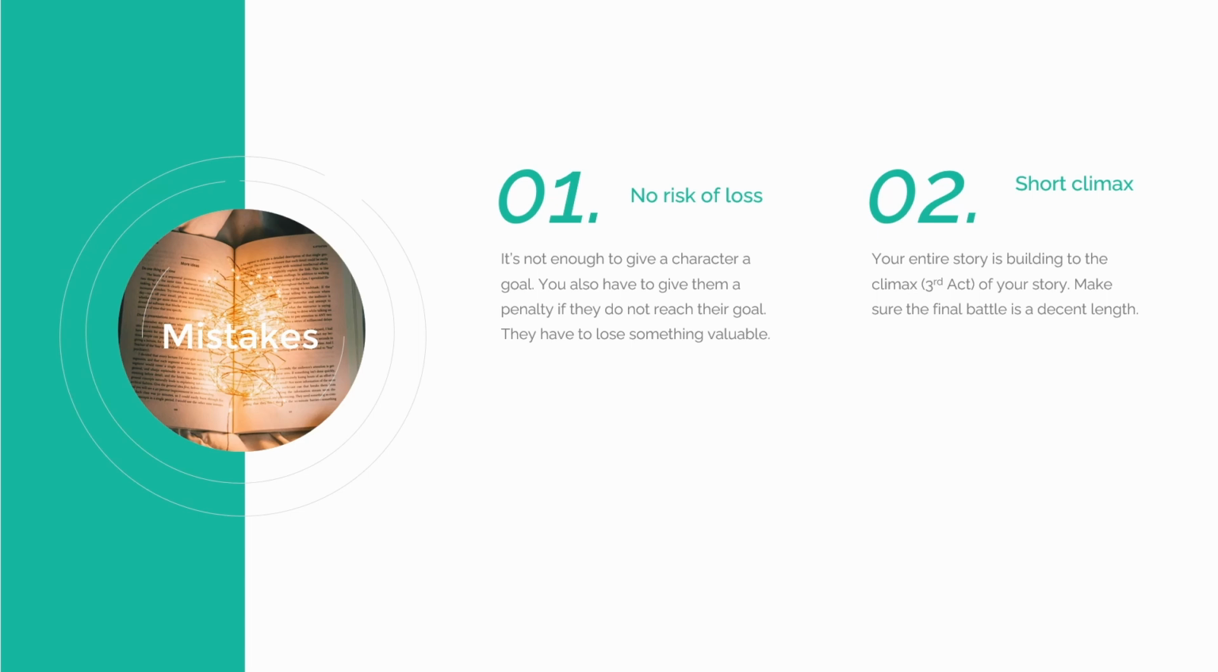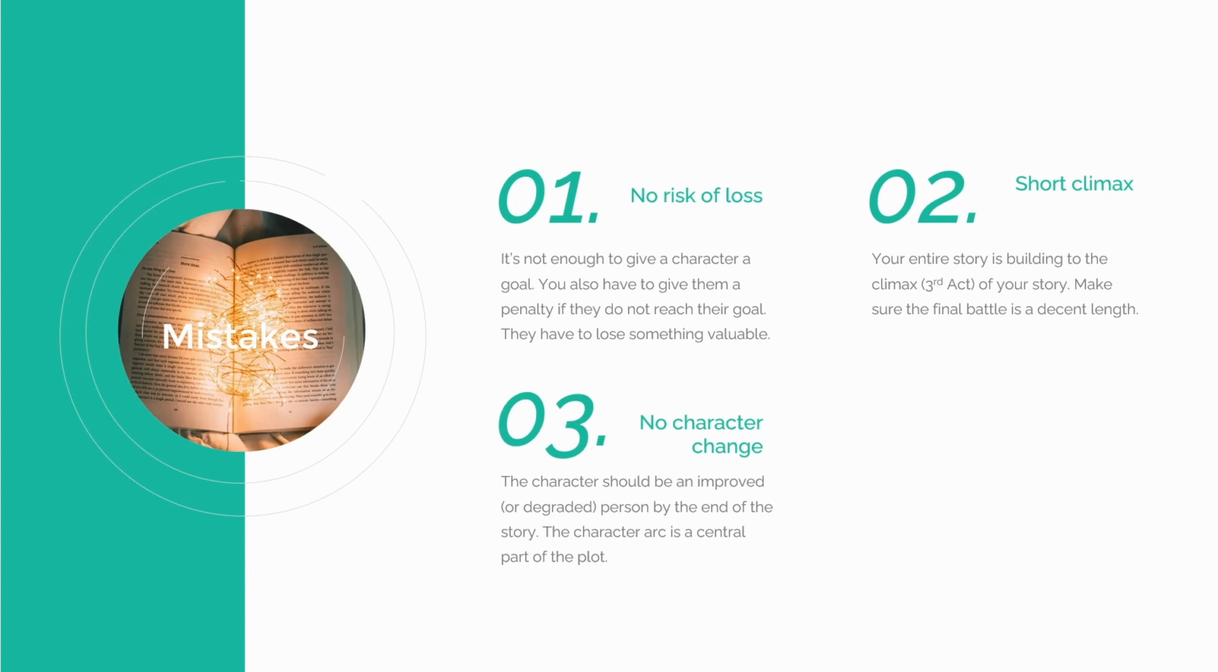That's what makes the ending so satisfying. And number 3, no character change. The character should be an improved or degraded person by the end of the story. The character arc is a central part of the plot. The main character, or the characters even, all need to change somehow. They can become better, improved, heroic people, or they can become degraded, tragic, more evil people. It's really up to you.